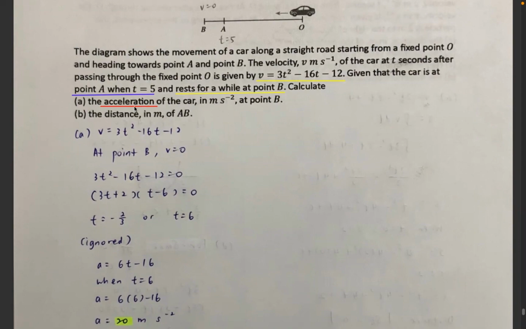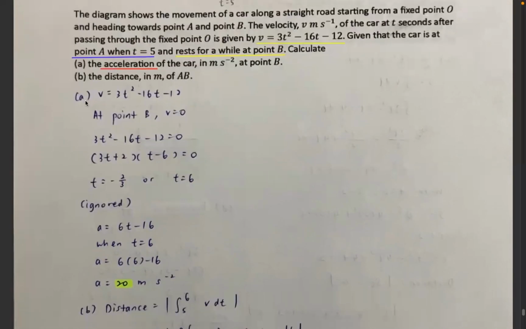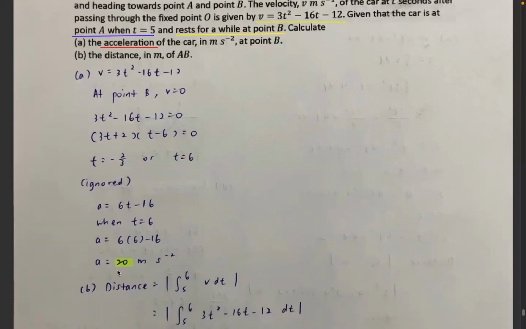And then let's read the question again. They are asking for the acceleration of the car. So we have to first find the acceleration function from the velocity function. From V to A, we have to do differentiation. So after we differentiate, we have 6t minus 16. So we substitute the answer of t just now into the acceleration function. We have the answer A equals 20 meters per second squared.